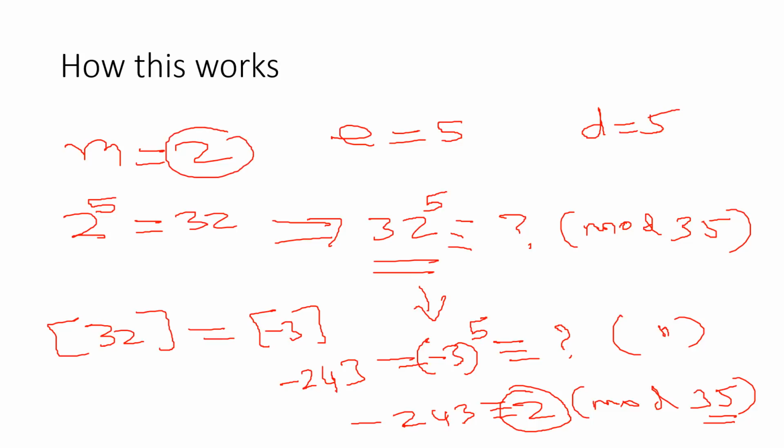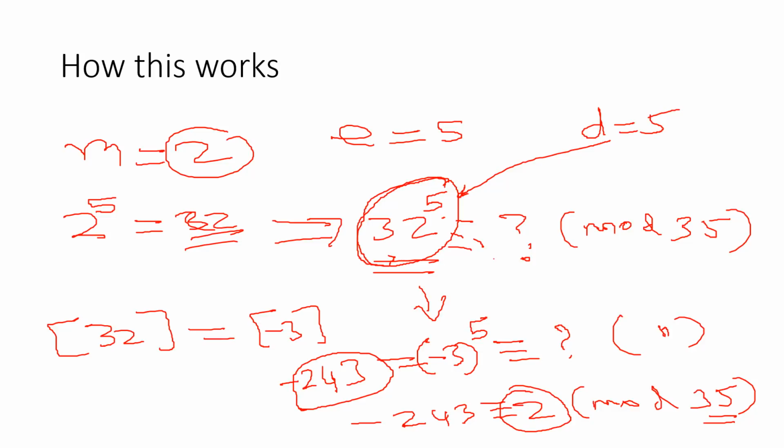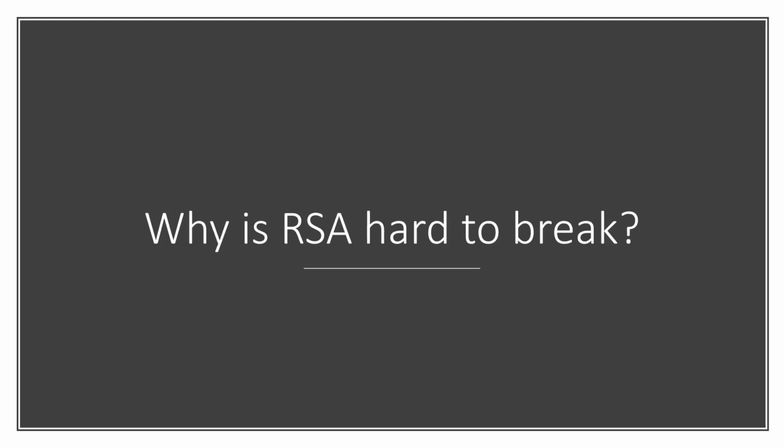So we start with the message 2. We send the encrypted message to the receiver, which is 32. The receiver took the encrypted message and raised it to the decrypt key and found some very large number. But because we didn't want to do the large number, we picked some other number in the same class, which is minus 3. Then instead of taking 32 to the 5, we took minus 3 to the 5, which turns out to be 243. But then we have to find something that's congruent in modulo 35. So we found that minus 243, in fact, is congruent to 2 mod 35. Therefore, we have the message received.